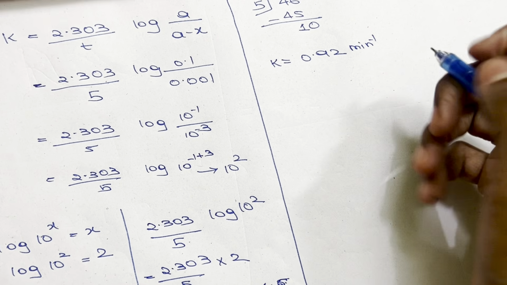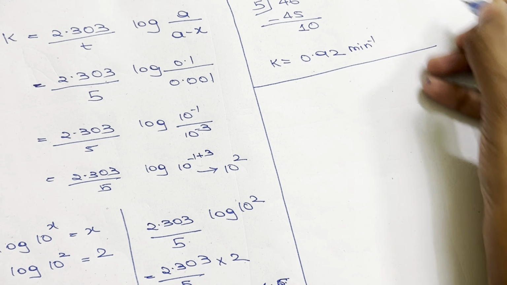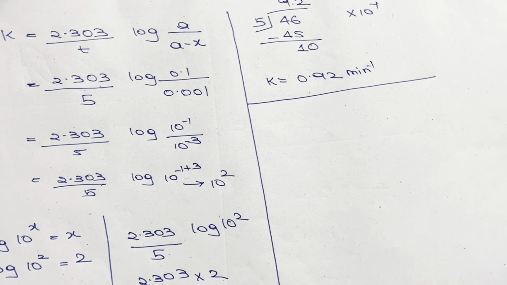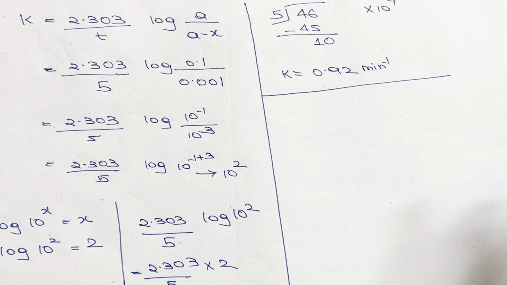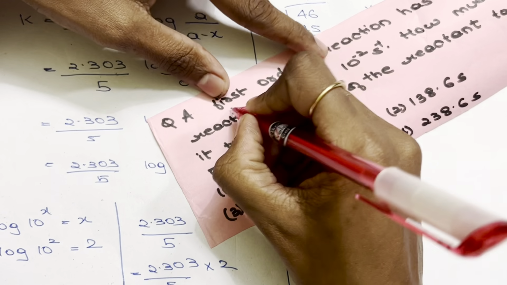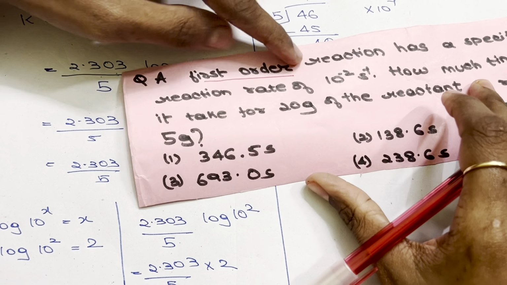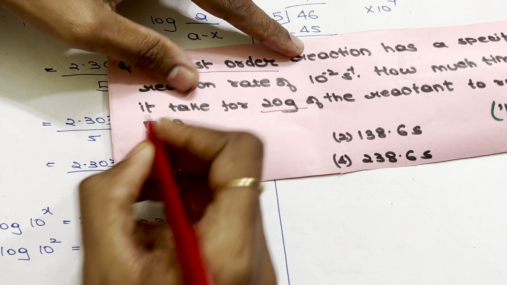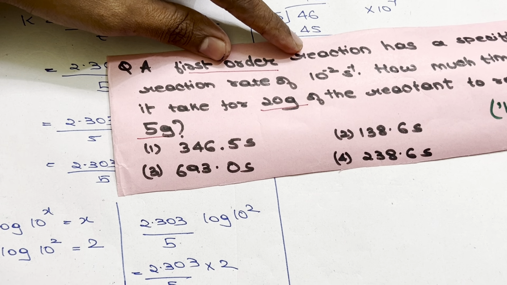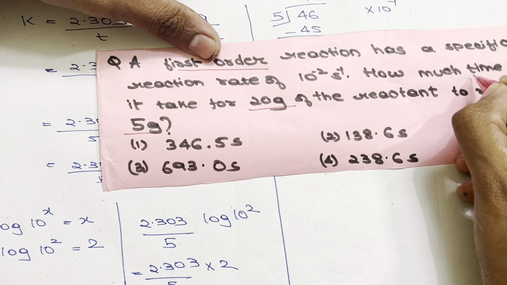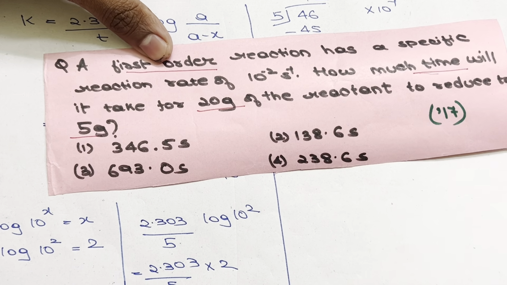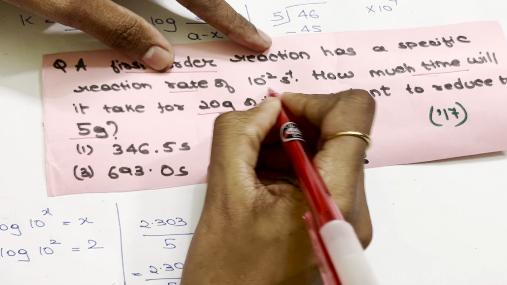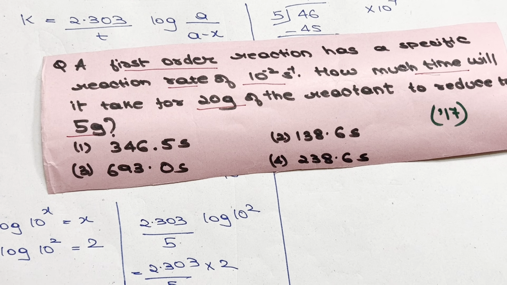So we know, we did in the previous question, that for the first order reaction, it is given initially it is 20 gram, then afterwards it became 5 gram. Now how much time? We have to find the time here, and the rate is 10 to the power minus 2 second inverse.